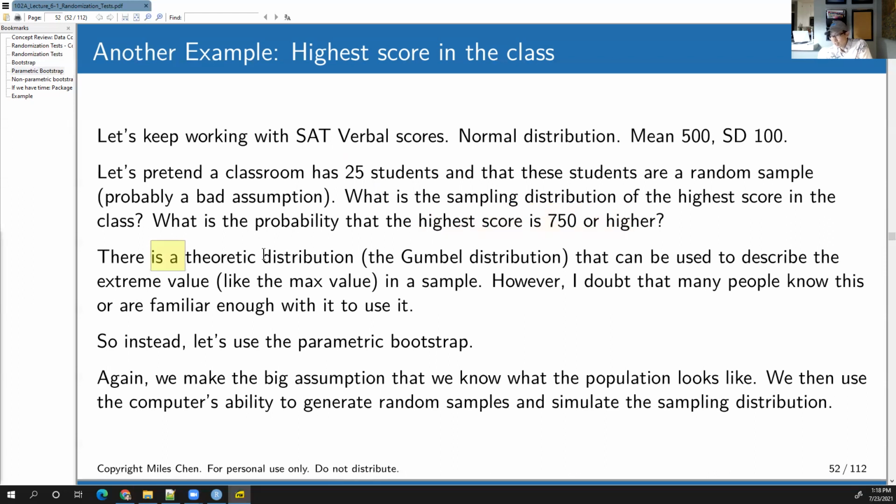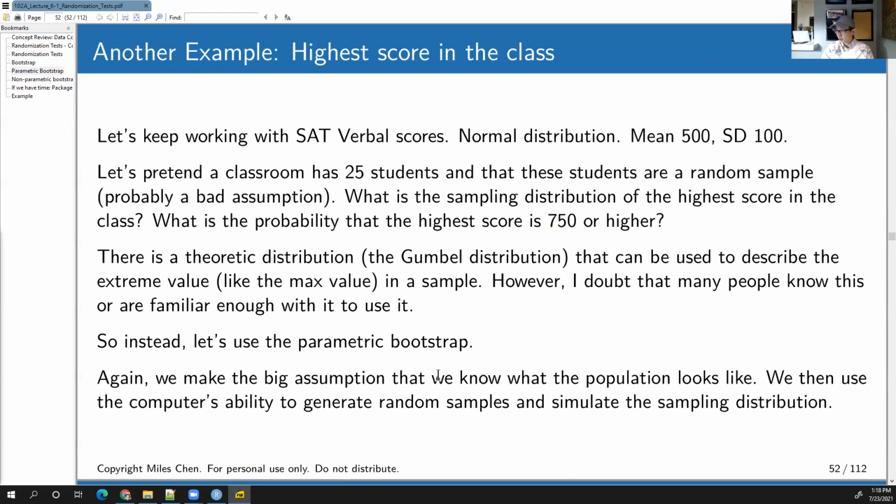So what kind of distribution do you have there? Technically there is a theoretic distribution that can be used to find the extreme value, like the maximum, and that's known as the Gumbel distribution. But I suspect that many of you are not familiar with it or would not know how to use it. So we can take, in my opinion, a much easier approach than trying to remember or figure out what theoretic distribution to use. I'm a big fan of the bootstrap in this way.